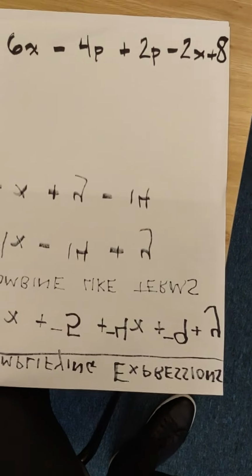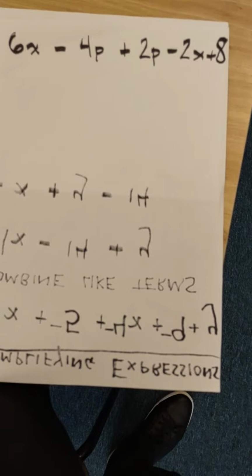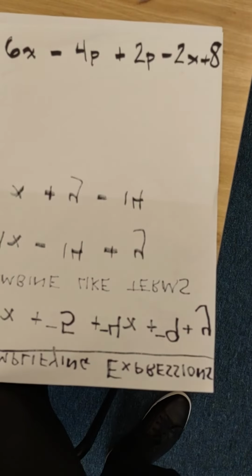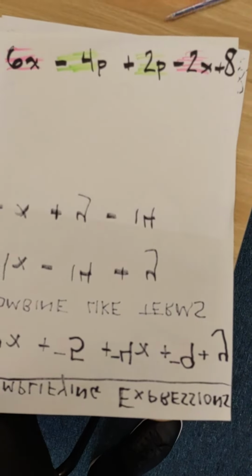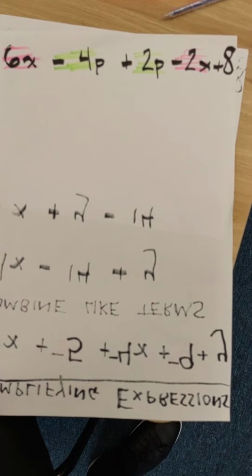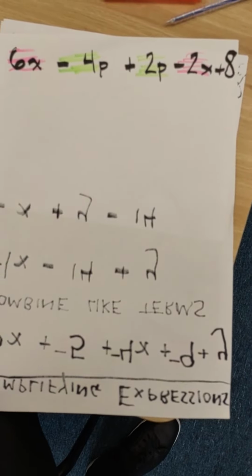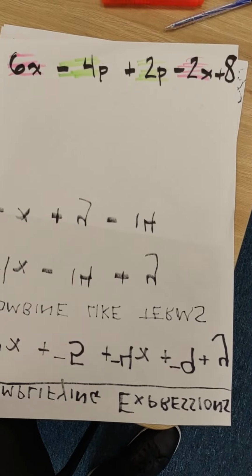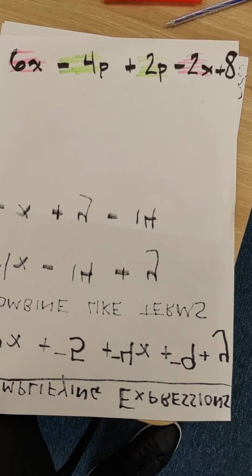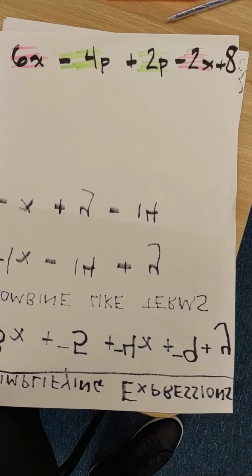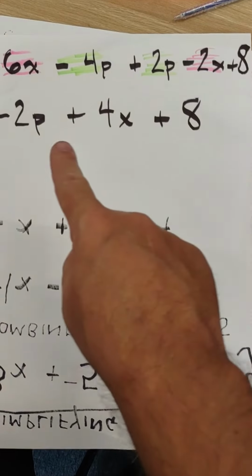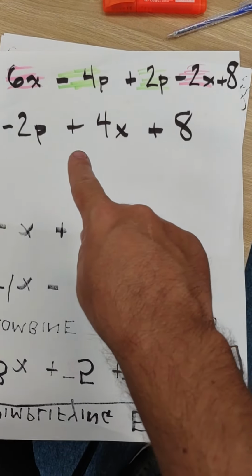Now we have another one, which I'm going to do very quickly. I'm going to color code it to make it easier to see. Now we easily know what the like terms are. So I'm going to combine 6x and negative 2x, and I'm going to combine negative 4p with positive 2p. The 8 I can't combine with anything else. And there's a solution. We just simplified that expression.